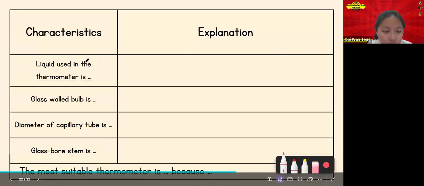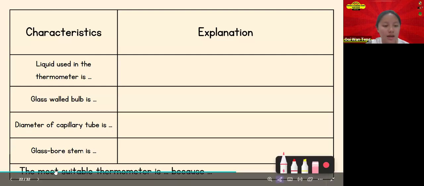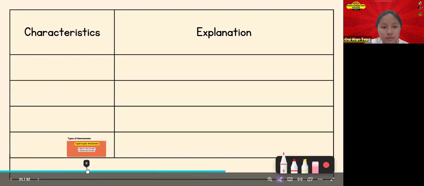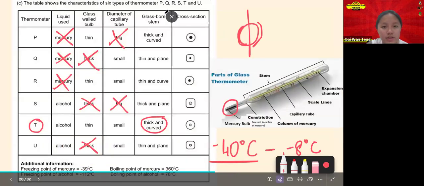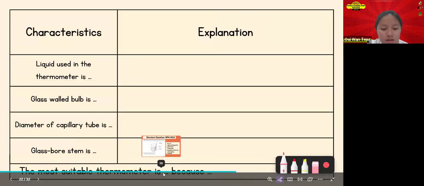So let's see the characteristics. Liquid used in the thermometer is what? Glass wall bulb is, diameter of capillary tube is, and glass ball stem is. And after that, the most suitable thermometer is what? Because what? So the characteristics you can get from the table means these characteristics here, and the most suitable thermometer is you have to choose the best one, and because the reasons you can copy back from the characteristics you have listed here.